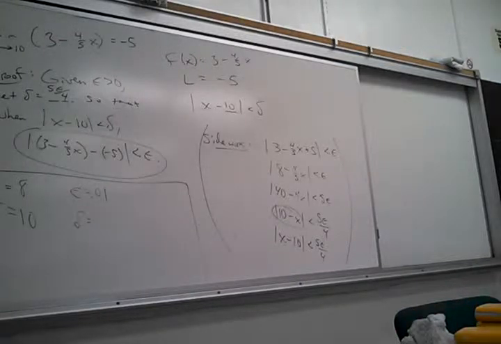So that means that delta can go 10 left and 10 right? Yeah, that means to be within 8 of the limit, I can let my inputs be within 10 of, in this case, what was it? 10. Within 10 of 10. So it'd be from 0 to 20. Does that make sense? Yeah, because of the slope. The slope. Yeah.